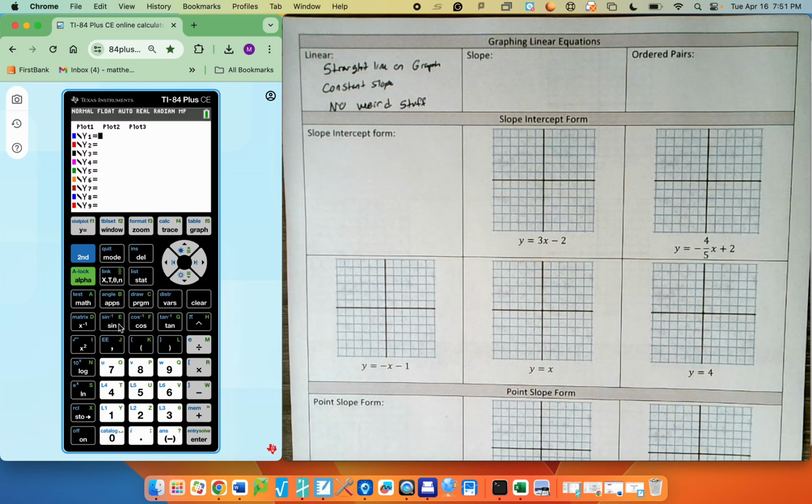Over here, what else is kind of weird? Oh, x to this weird -1 power. Looks like that. Crazy. Anything you just go, that's kind of weird. Sine of x. All that weird stuff, not linear.